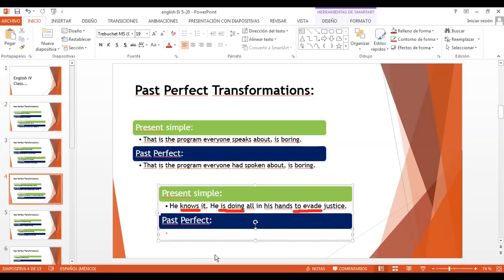¿Cómo quedaría? He had known it. ¿Cambiaremos la primera parte? He had known it. So it stays intact like that. ¿Qué tal de la segunda? We changed it.